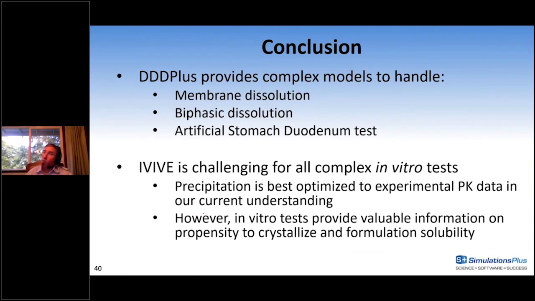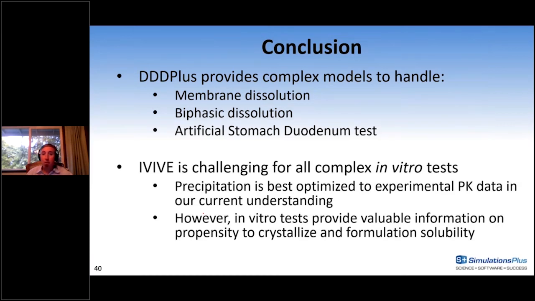also, if you look back one year ago, you can look back at our artificial stomach duodenum test results for pioglitazone, where we show that the precipitation of that compound is also overpredicted using the ASD test. So go back and look at that result. So all these complex models do not seem to provide in vitro precipitation parameters that are predictive of the in vivo precipitation. So this is why we say IVIVE is challenging for all complex in vitro tests.